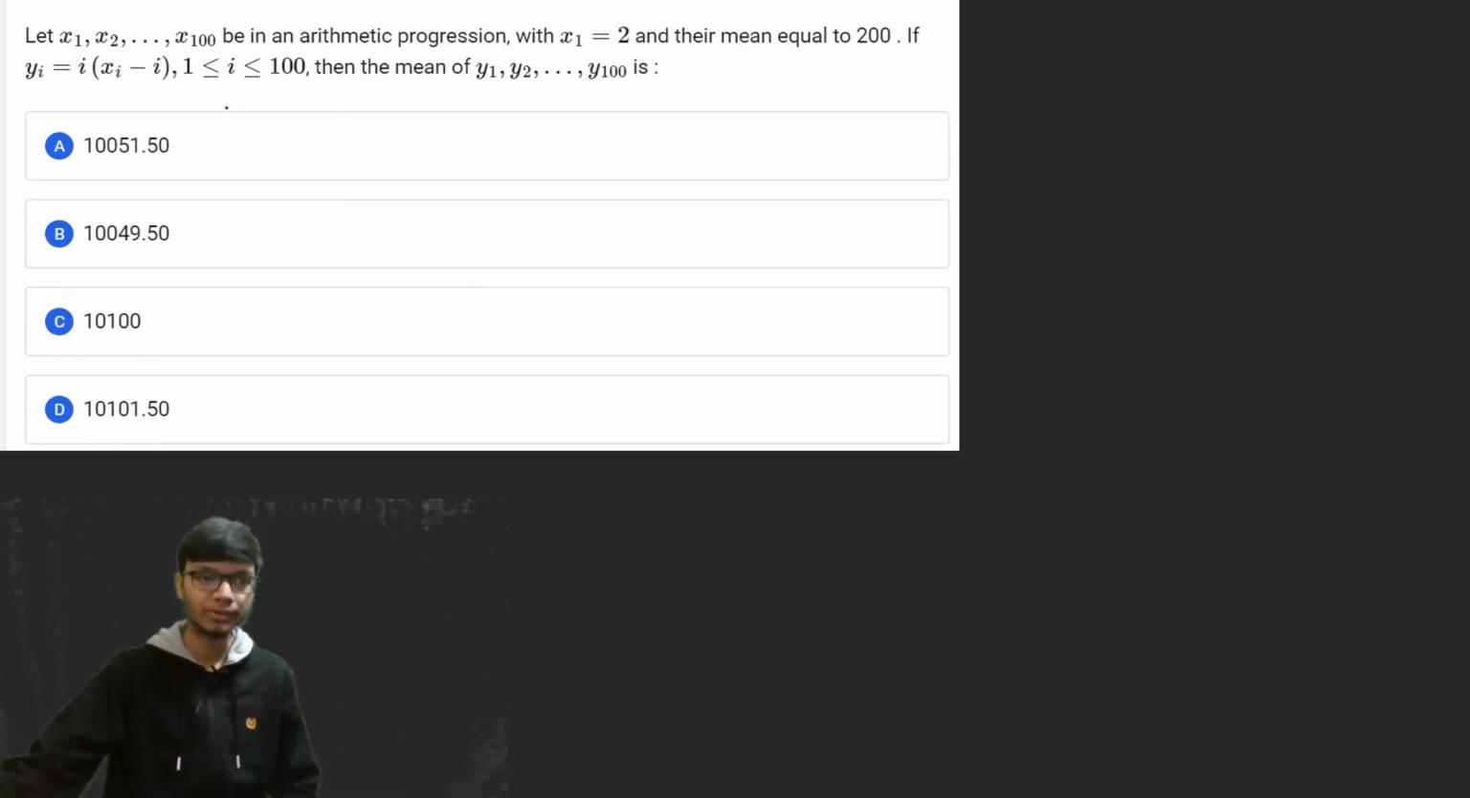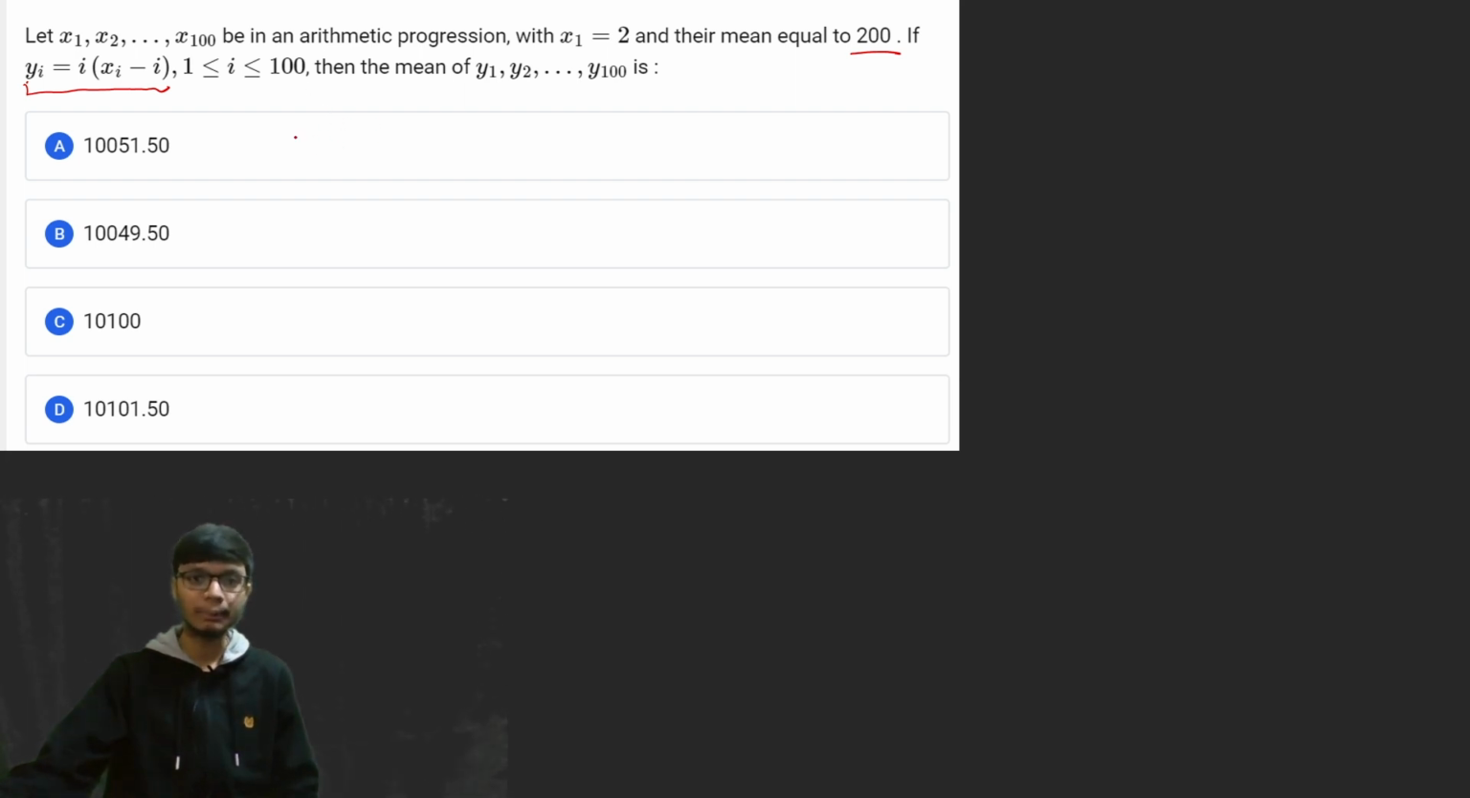Alright, the next problem says that we have x1, x2 up to x100 in arithmetic progression with the first term x1 equal to 2 and their mean equal to 200. Now they are defining another sequence whose ith term is given by yi = i times (xi minus i), where i ranges from 1 to 100. So you have to look for the mean of y1, y2 up to y100. This is an interesting problem in itself.